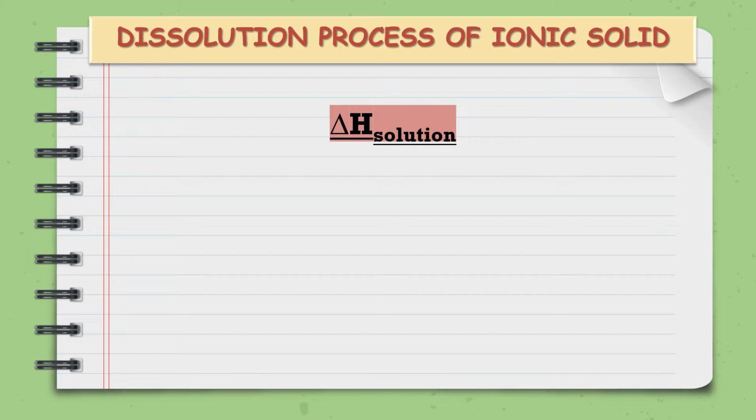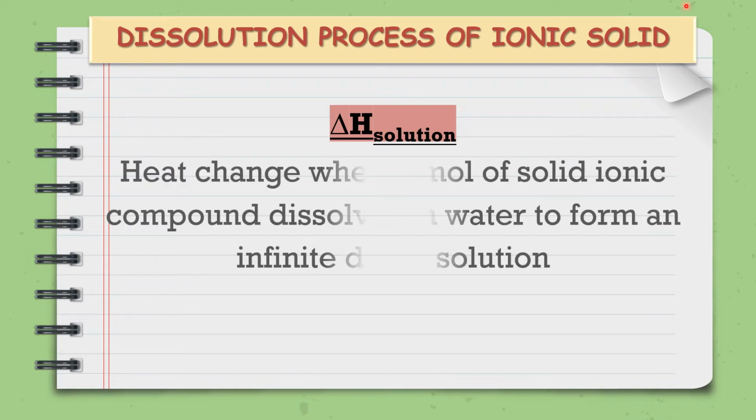So just now I mentioned delta H solution, and we already discussed delta H solution before. What do I mean by that? The definition of delta H solution. So now let's take a look at the definition. Delta H solution is heat change when 1 mole of solid ionic compound dissolves in water to form an infinite dilute solution.